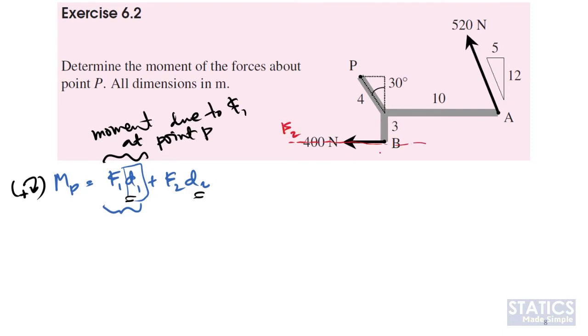So this is our f2, and this is the line of force for f2. The perpendicular distance with respect to point P will be this distance. So this is our d2. And this distance can be determined easily compared to d1. So f2 times d2 will be equal to the magnitude, 400, times the perpendicular or shortest distance, which is 3 plus 4 cos 30 degrees. So straight away we have our moment due to F2 at point P.